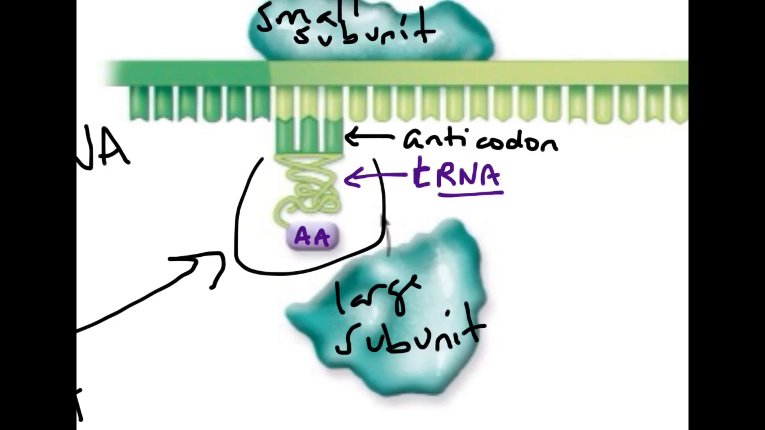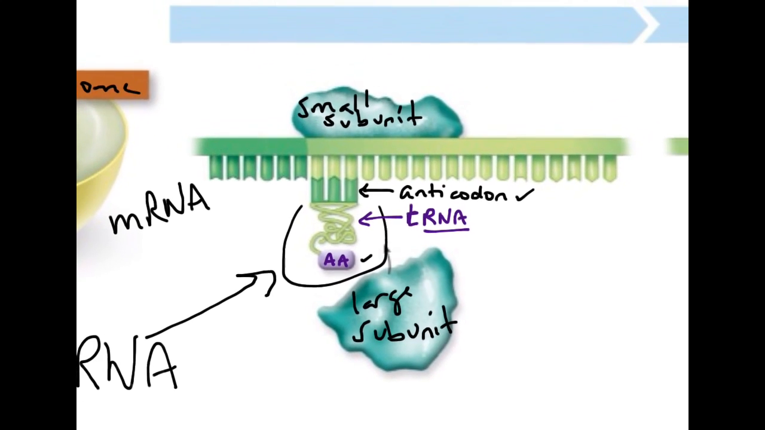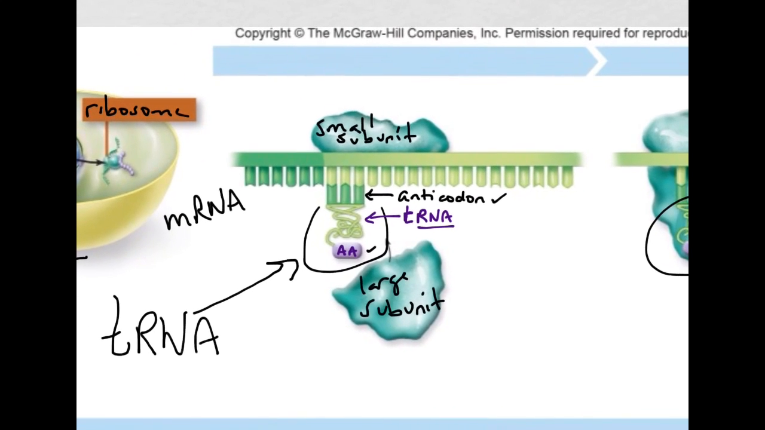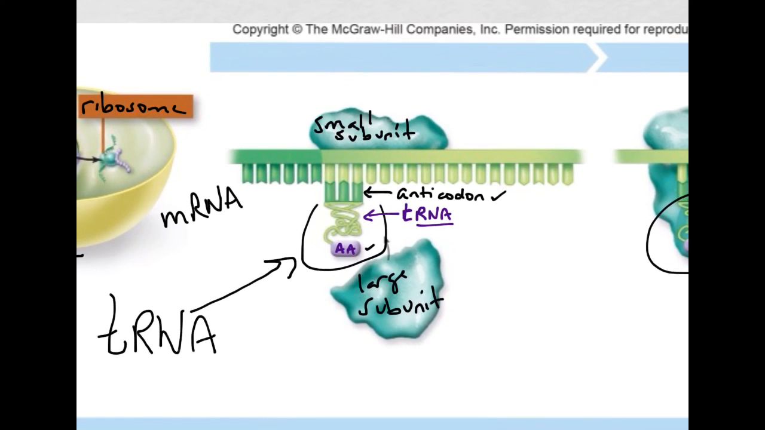But for now, I need you to accept that the anticodon is correlated to the amino acid. Certain tRNAs will only carry certain amino acids, and it's because of this anticodon that it becomes specific. So these are our players right now. We've got the ribosome, with its small subunit and large subunit. We've got the tRNA carrying the amino acids, and we've got the mRNA.